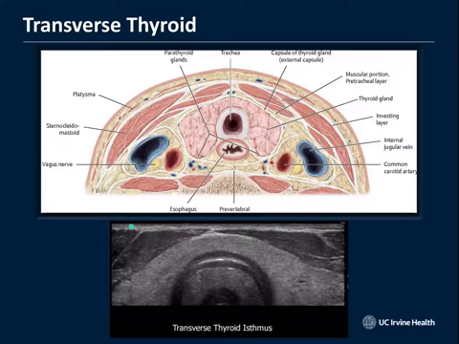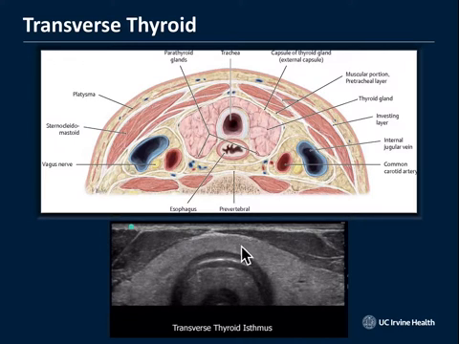Now lastly, we talked last year about the thyroid. Medical students love the thyroid. I see this all the time. When you guys come in your 4th year to scan with me in the ER, you come back with all these beautiful thyroid pictures, which is amazing.